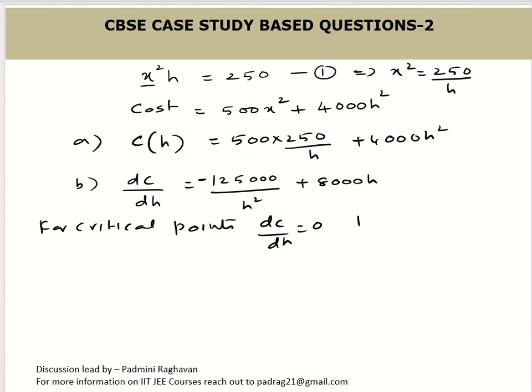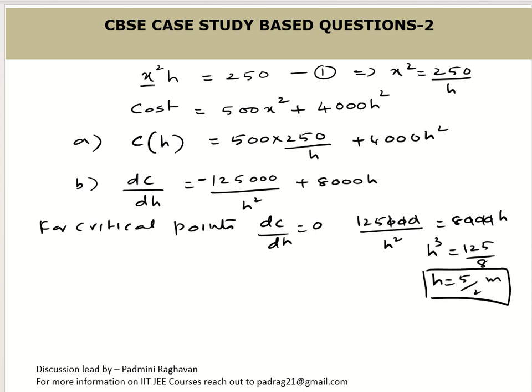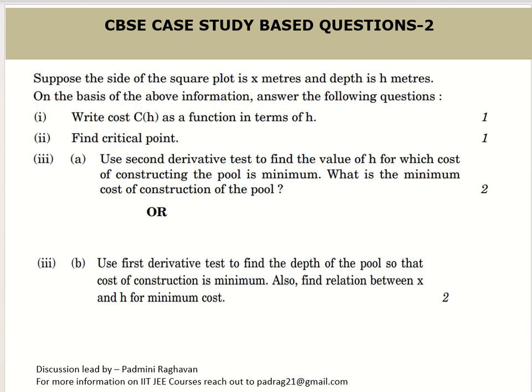So I get 125,000 divided by h square is equal to 8000 h. I can cancel 3 zeros and 3 zeros and cross multiply. We get h cube is equal to 125 divided by 8. That gives me h is equal to 5 by 2 meters. So the critical point is this, and this is the answer to the second question. Find the critical point. The critical point is given by h is equal to 5 by 2 meters.